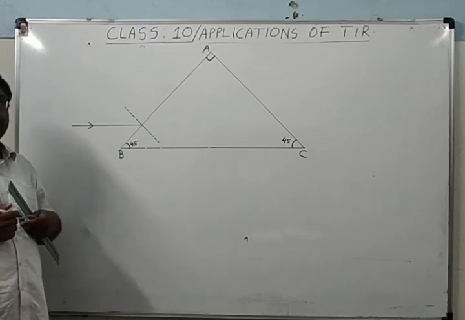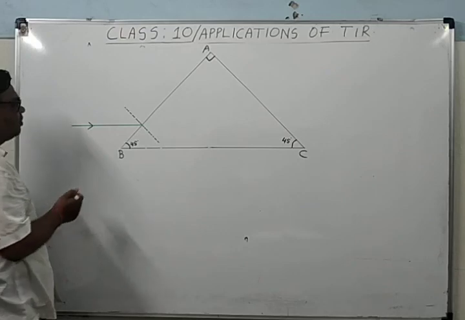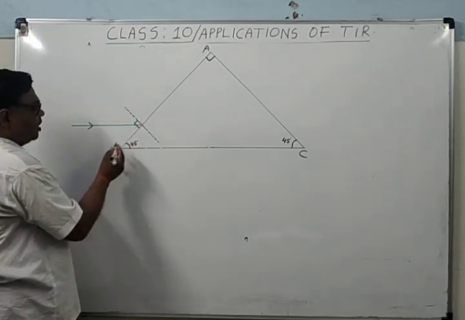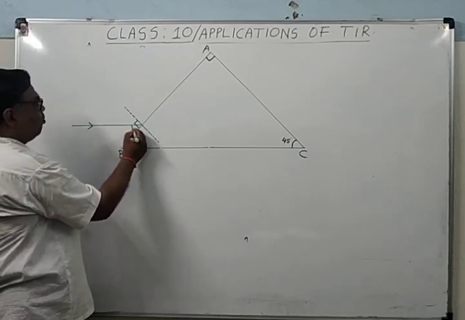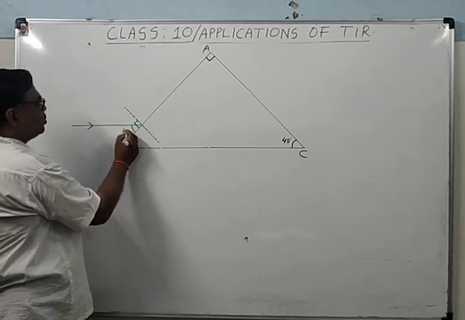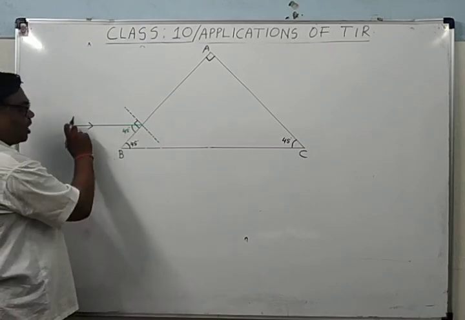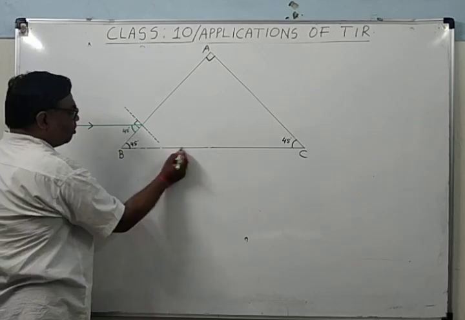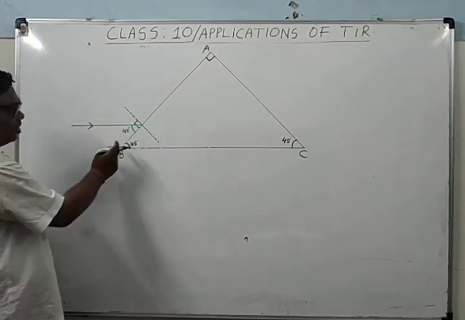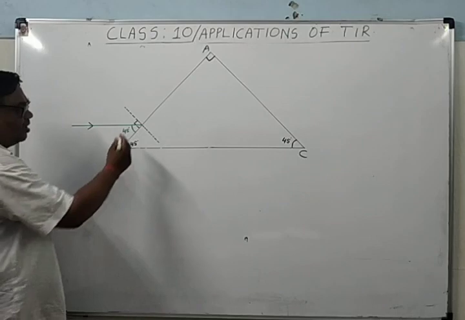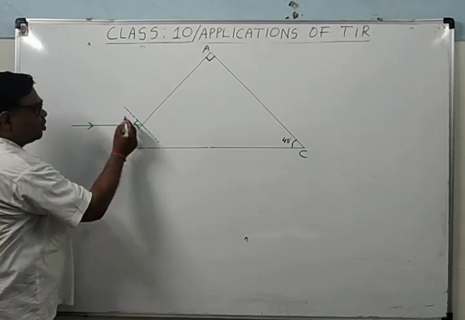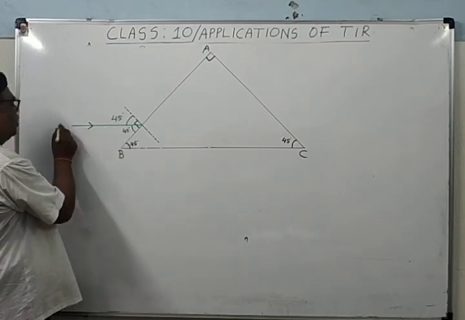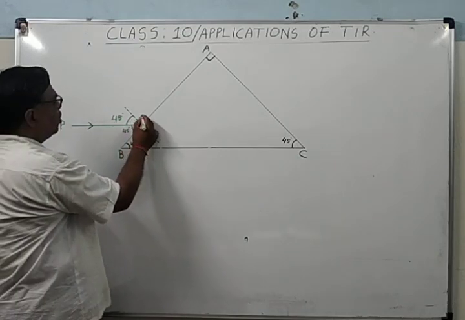Now it is not falling perpendicularly. What is the angle of incidence here? Normal is this. This angle is 90 degree. This is 45 degree. So what will be this angle? This will also be equal to 45 degree because this is parallel to the base. So these two are alternate angles. This whole angle is 90. So what will happen to this angle? It will be 45 degree. This you can name PQ.